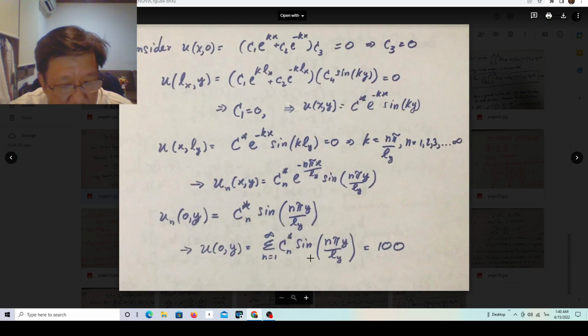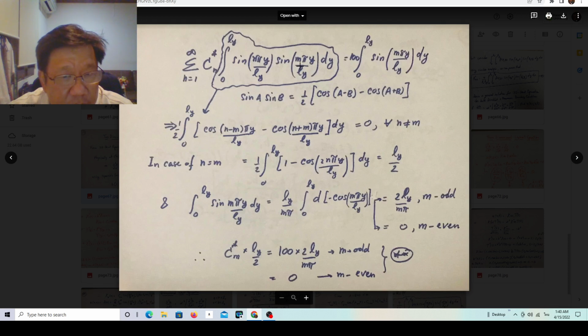Therefore, from this equation you multiply both sides by sine of m pi y divided by L sub y, and we integrate over the range of 0 to L sub y, dy. You end up having this. On the left hand side you have the sum. You remember that n is contained in the summation, but m can also have the same running number, starting from 1 to infinity.